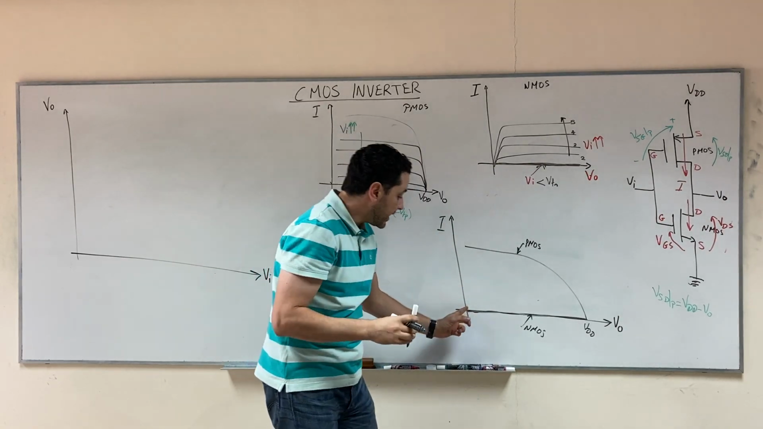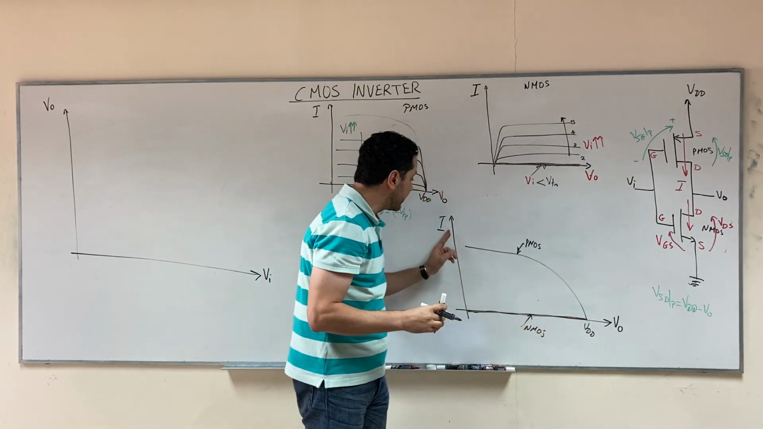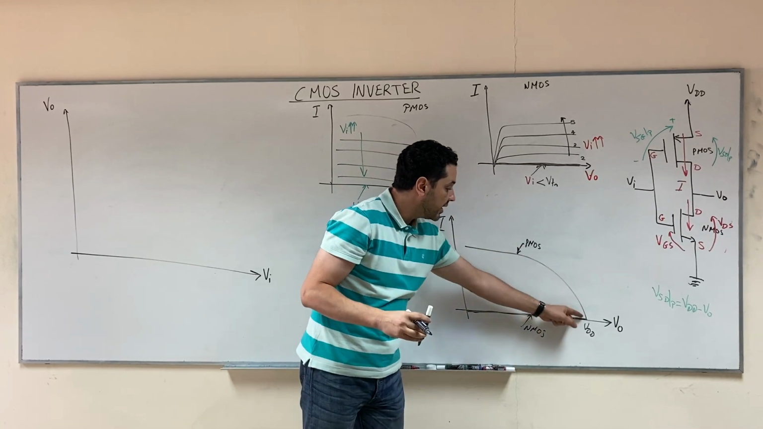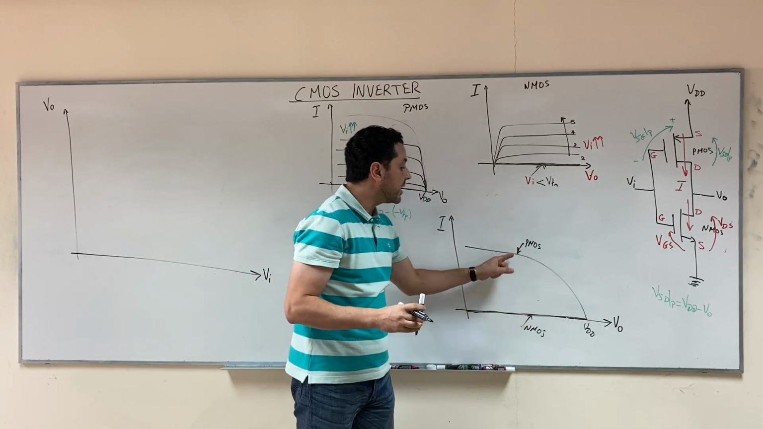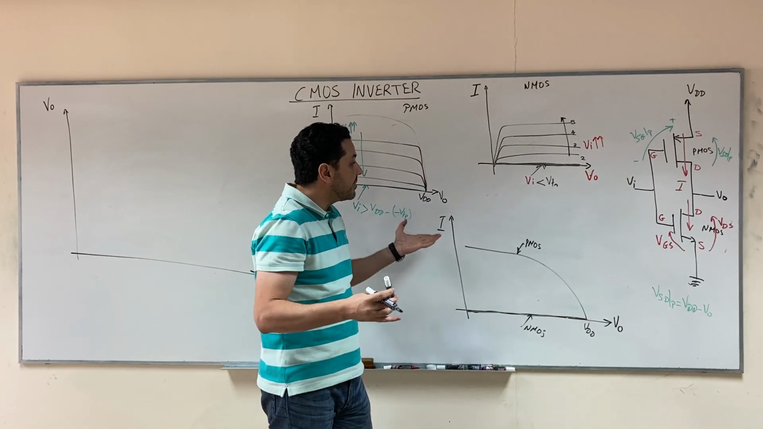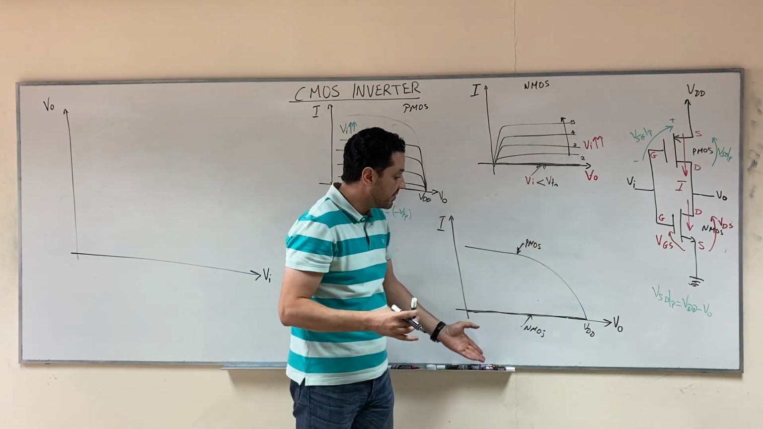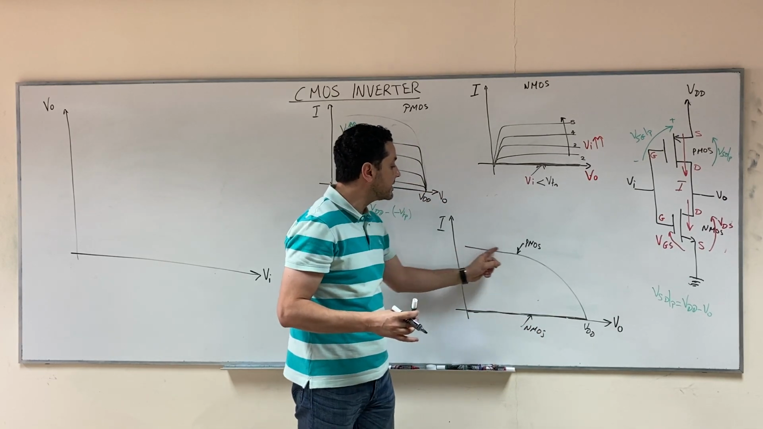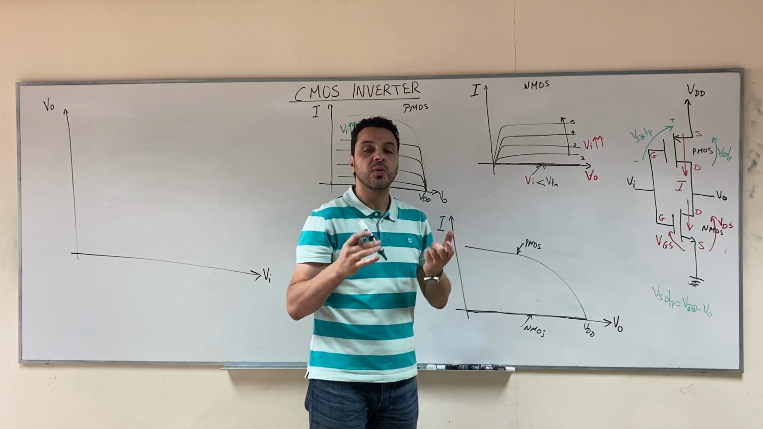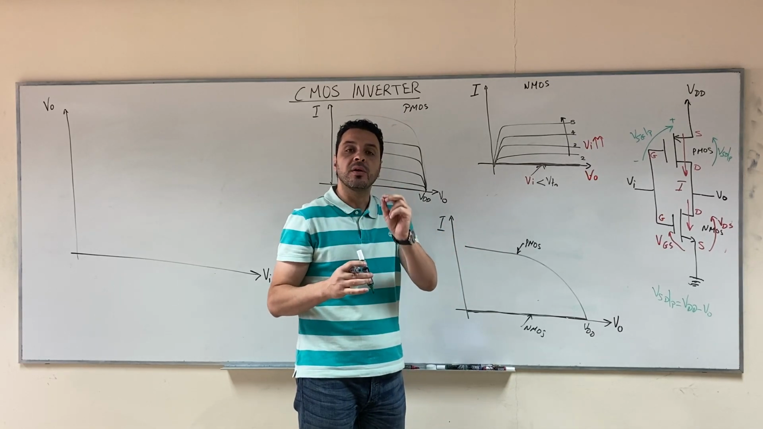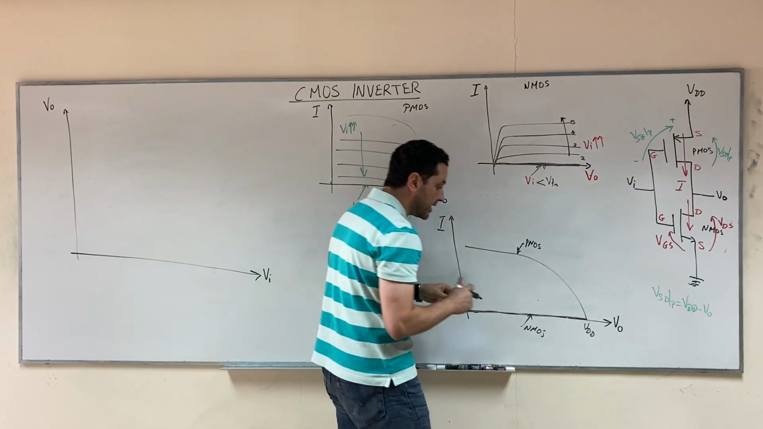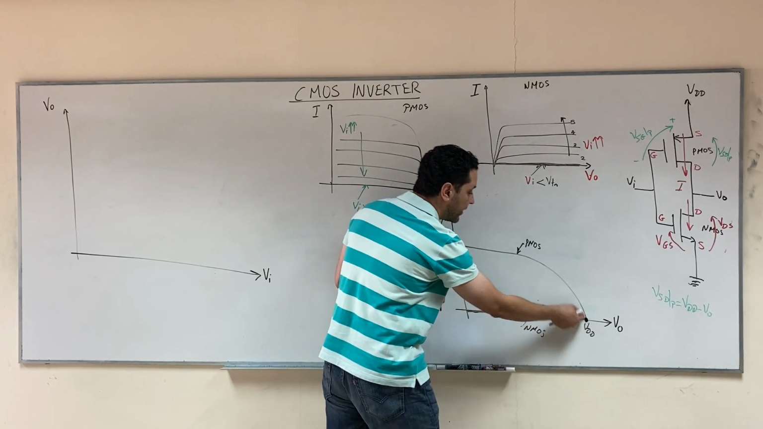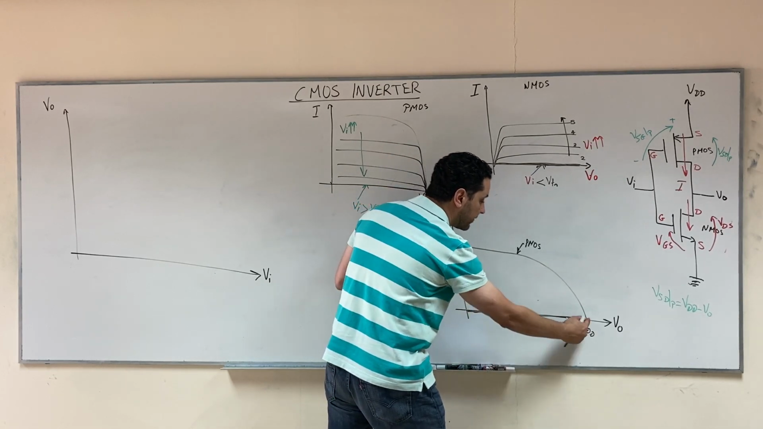Here, the NMOS says that this curve between I and V output must be satisfied. And the PMOS says this curve between I and V output must be satisfied. And I for both is the same, and V output for both is the same, right? So the NMOS says I must work on this curve, and the PMOS says I must work on this curve. So where will they work? They will work on the intersection between the two curves, because the intersection point is the only point that satisfies the NMOS curve and the PMOS curve.